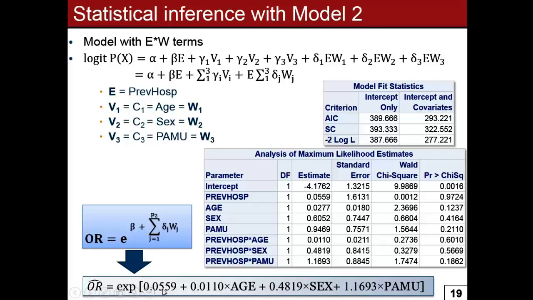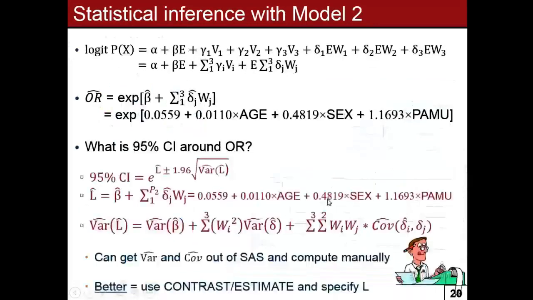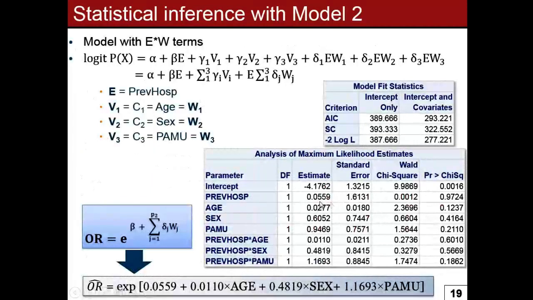And so here, 0.0559, what is that? That is this estimate here. That is the beta hat estimate from SAS. What is the delta 1 hat? That's the coefficient for age times exposure, so that's this down here. Delta 2 hat is 0.4819, and then 1.1693, that's this last one on the bottom. So we need to grab these 4 things from our output, and now this is the magic formula to generate odds ratios for exposure from this model.